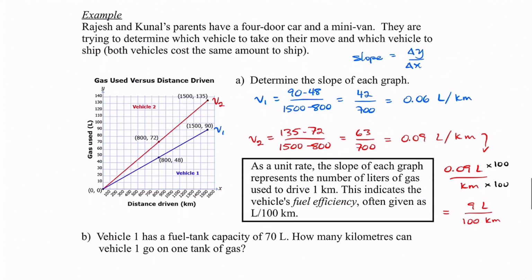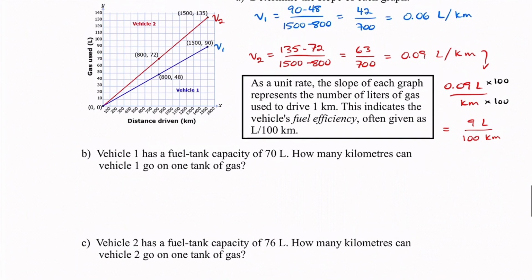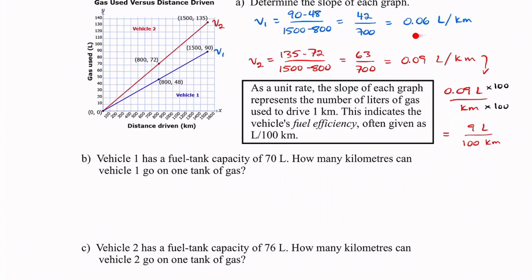So moving to part B now, it says vehicle 1 has a fuel tank capacity of 70 liters. How many kilometers can vehicle 1 go on 1 tank of gas? So what we're going to do is use our information above where we had V1. I'm just going to write that out. It was 0.06, and that was liters per kilometer, and that was 1 kilometer. If you want to put the 1 in front there, you could add the 1. And we want to figure out how far you could drive with 70 liters.